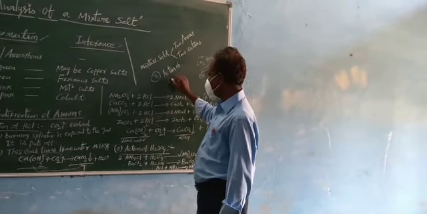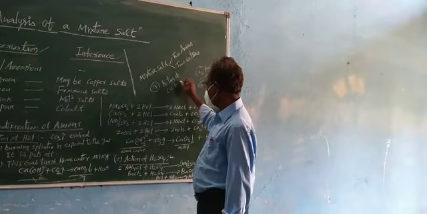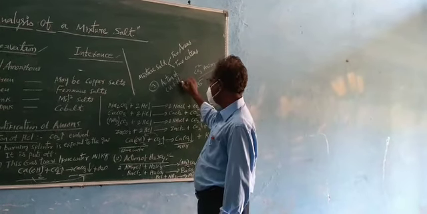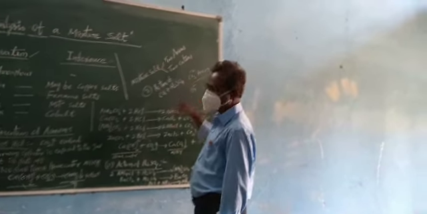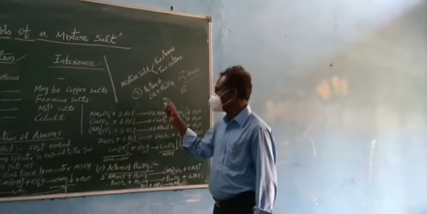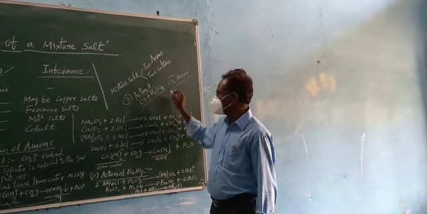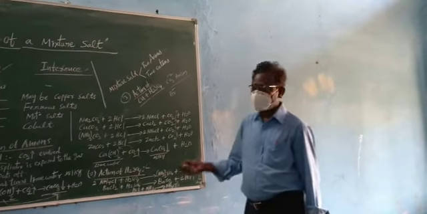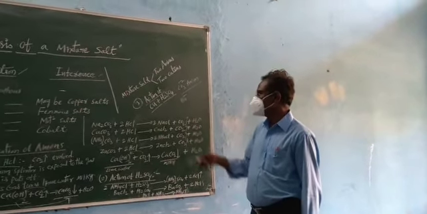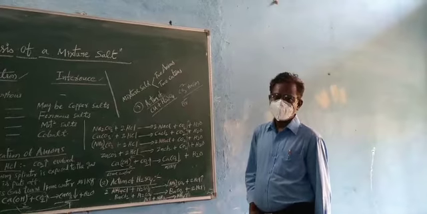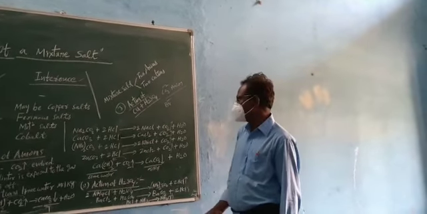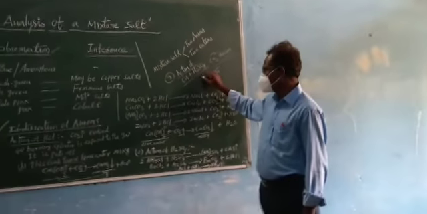Action of copper turnings in the presence of concentrated sulfuric acid. Next reaction, action of copper turnings and concentrated sulfuric acid. This test gives a positive reaction for nitrate anion.